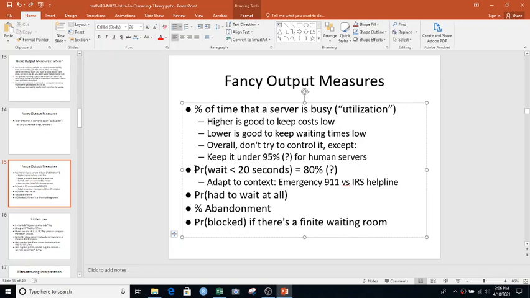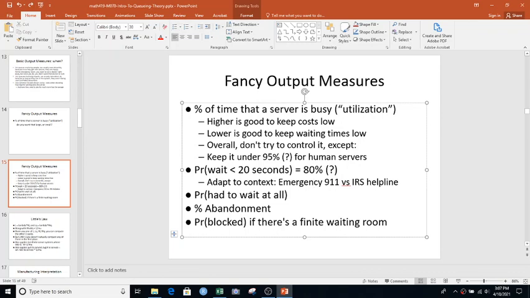Other things you can think about are the probability that the wait time is under some cutoff, like 20 seconds. Maybe keep that to 80%. Some people often quote that saying it's an 80-20 rule or something. But that really has to adapt to your context. Maybe for emergency 911, you would want that probability of a short wait to be even higher. If it's a tax helpline where people usually don't need help right away, then maybe you'd say the probability that the wait is under 20 minutes should be 80% or something.